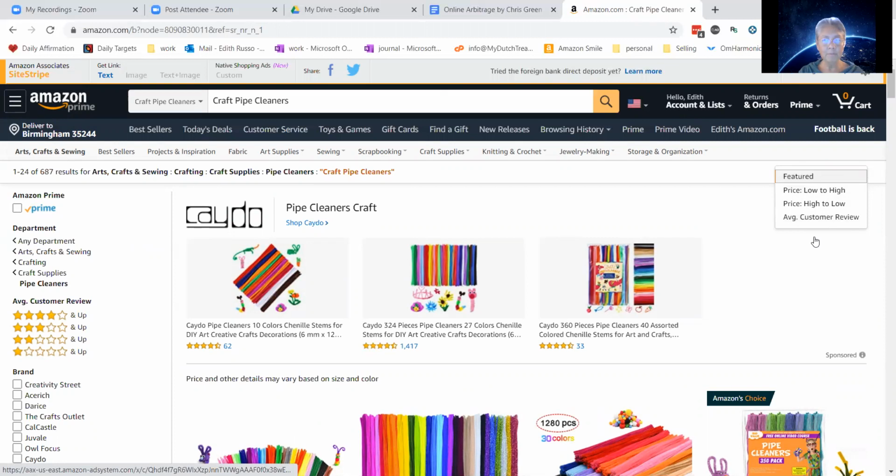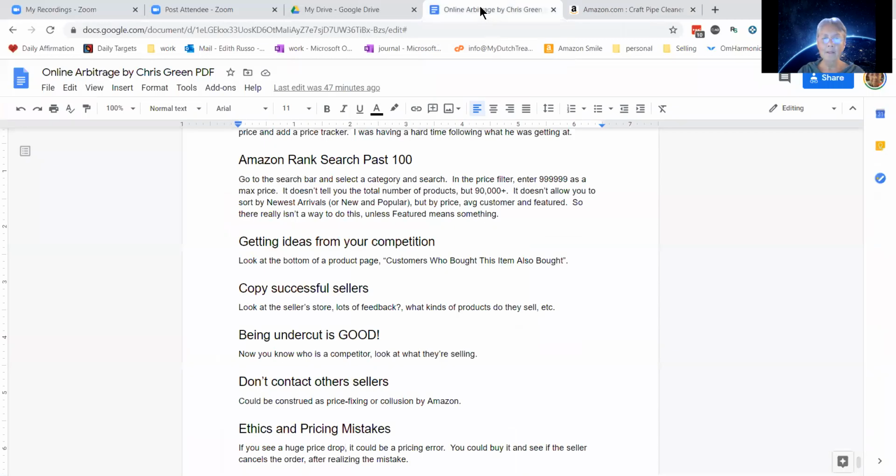Interesting. Anyways, so I thought that was kind of cool. But I still can't figure out how to look at the items 101 and 102.